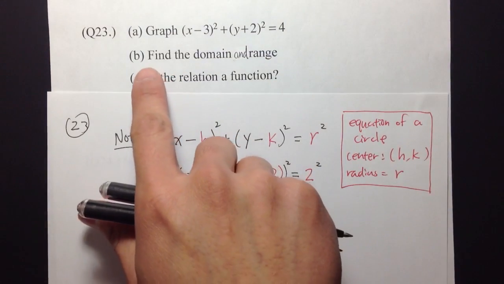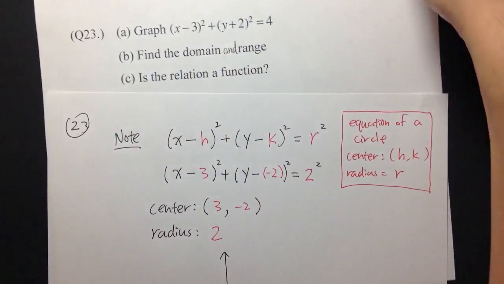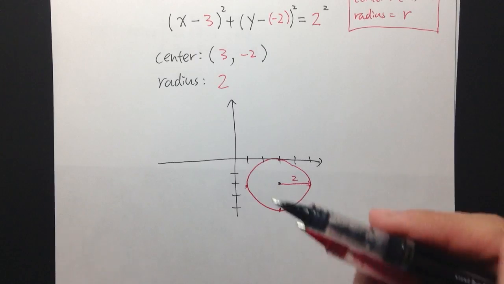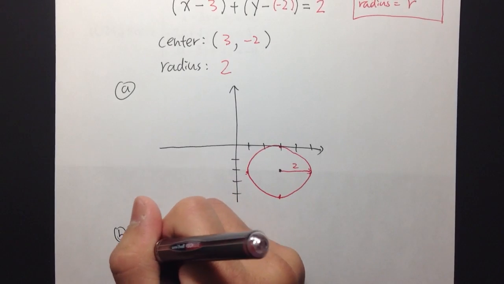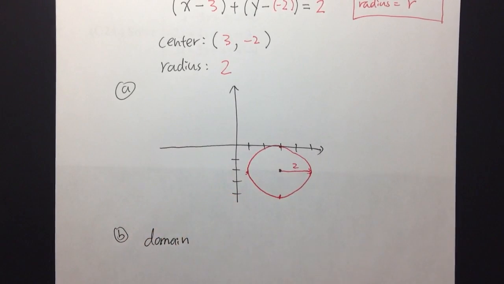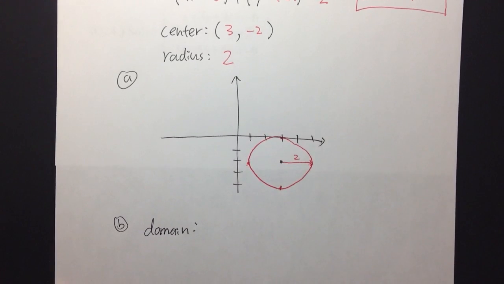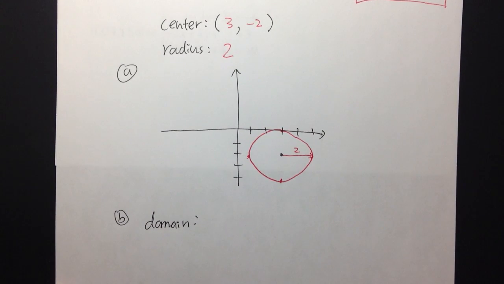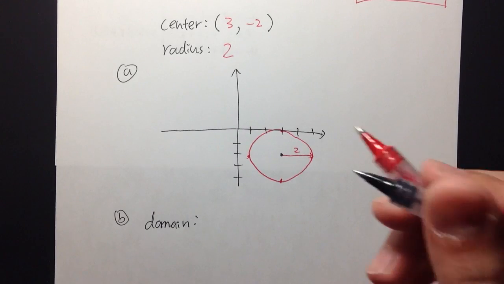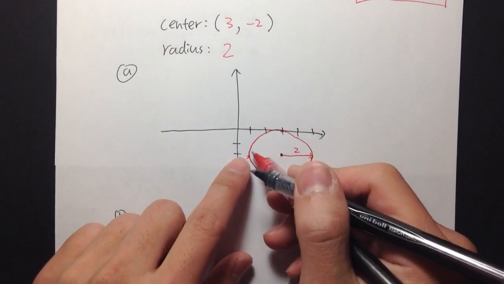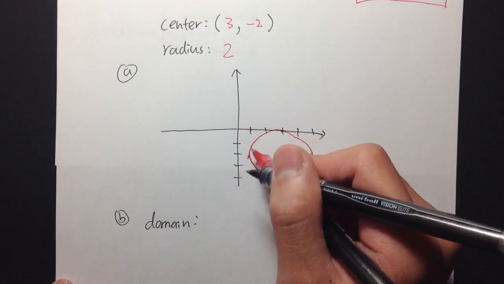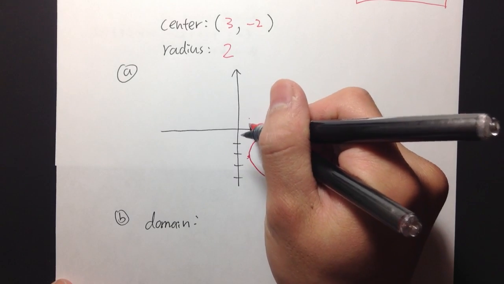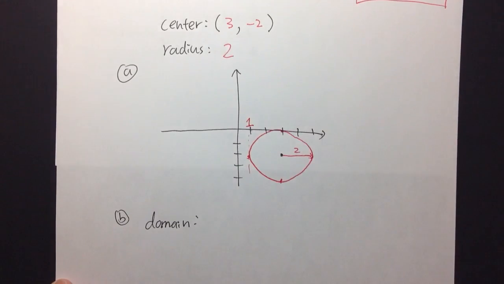Then the next question, part B, asks us to find the domain and the range. So this is it for part A. We just need the graph. And for part B, for the domain, the domain of a function is all the possible x values. So what we are looking for is, if we look at the circle, this graph is only going from here to here, right? So if we are looking for the x values, we're looking at all the way from here, which we start at 1, right? The x value equal to 1.